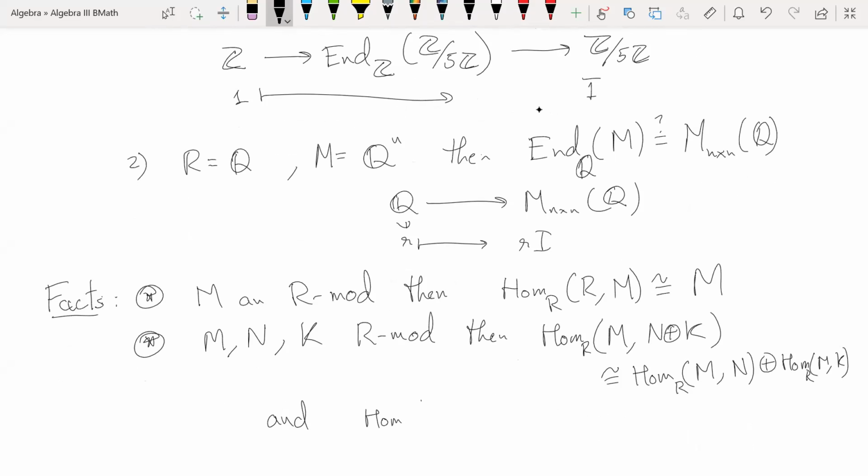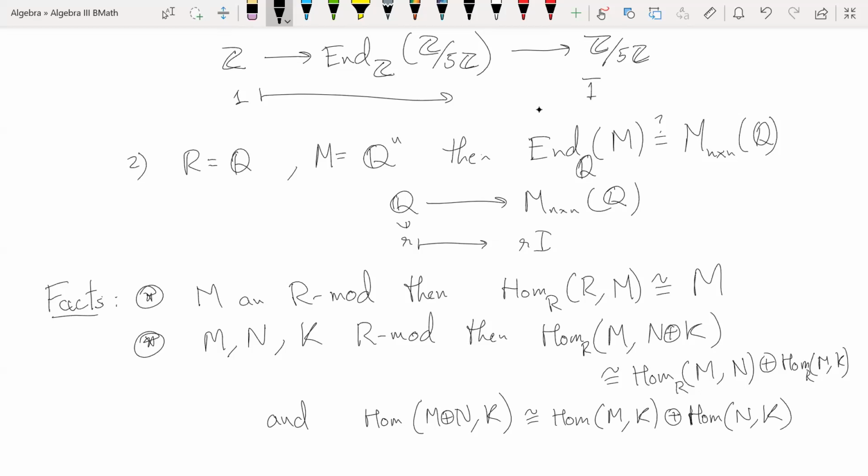Hom(M plus N, K) is isomorphic to Hom(M, K) plus Hom(N, K). I suppose this is okay. If you have a map from M to K and a map from N to K, then you can say what the map will be from M plus N to K, and conversely.